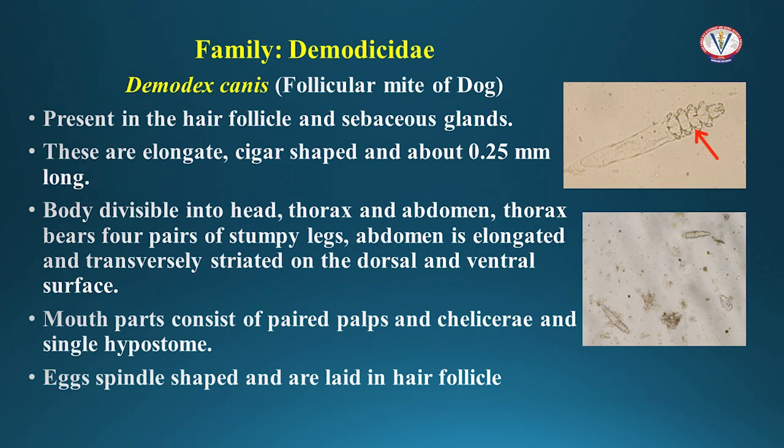Thorax bears four pairs of stumpy legs, whereas the abdomen is elongated and transversely striated on the dorsal and ventral surface. The mouth parts consist of paired palps and chelicerae and a single hypostome. Eggs are spindle shaped and are laid in the hair follicles.